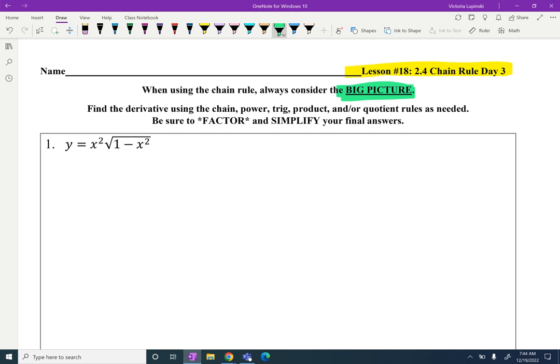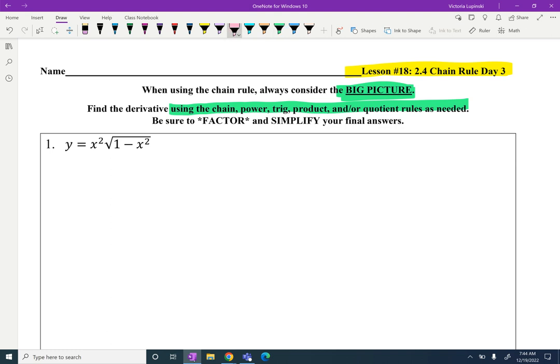Is it a product rule? Is it a quotient rule? Is it a trig problem? Is it a power rule? So again, these are all the different things that you might be asked to use: the chain rule, the power rule, trig rules, product rules, and quotient rules. And again, your green sheet is always available to you, so please make sure you use it.